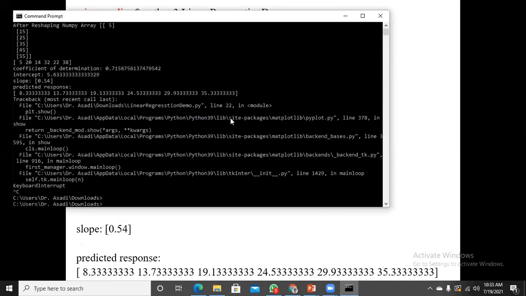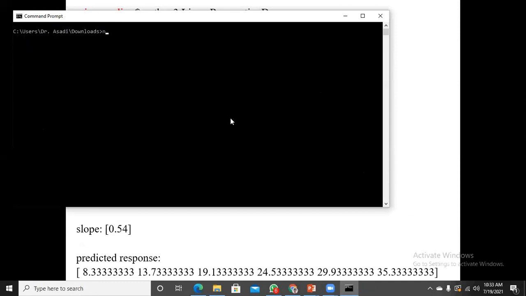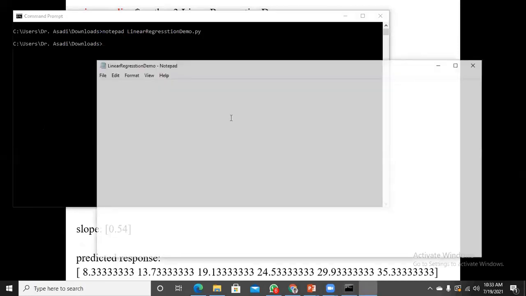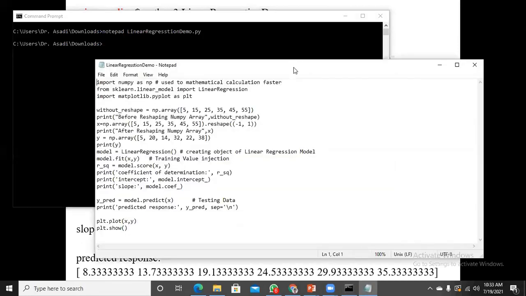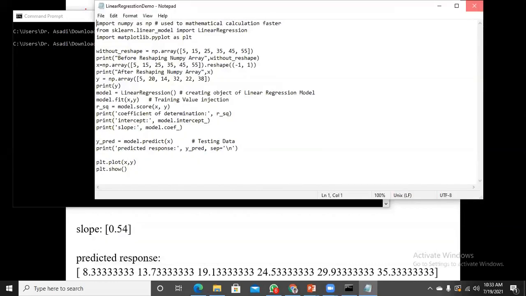Okay. Now my screen is visible, all of you. If you want to see my code, in Notepad. Okay. This is the code I have written. See, this is the Python code. Okay. The same code I have written and executed.